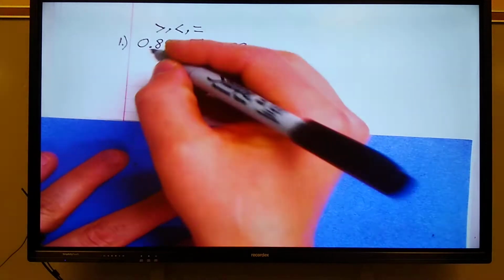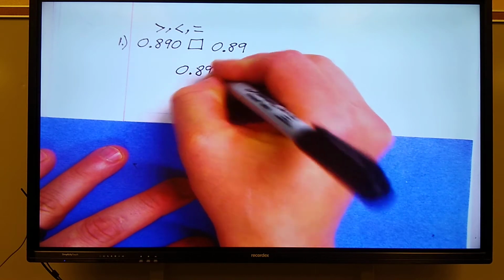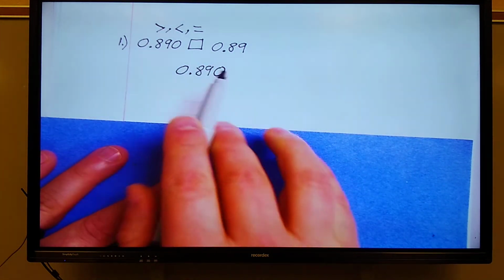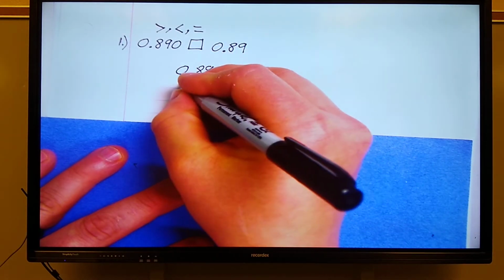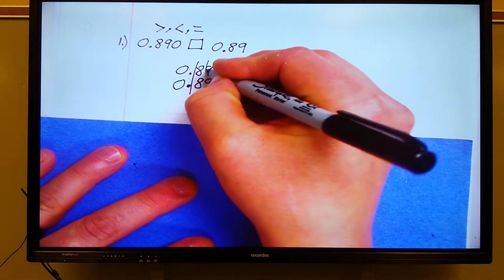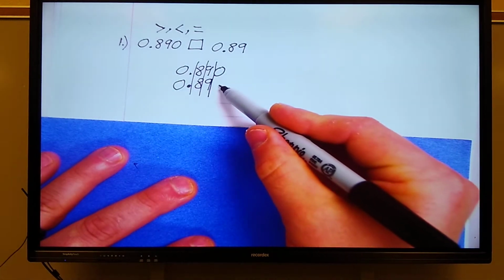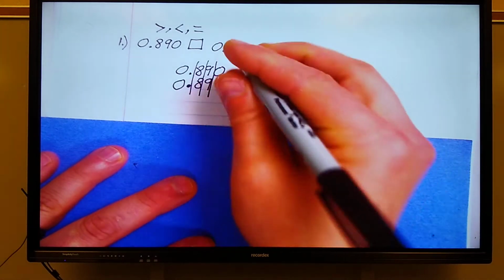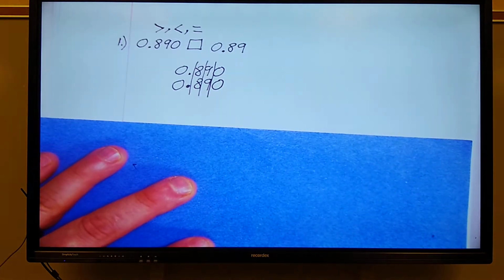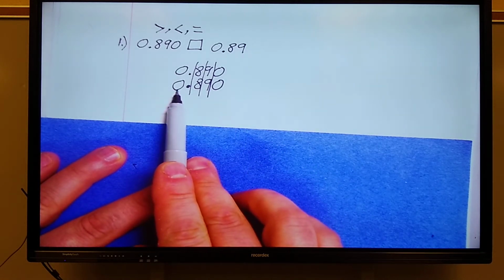Step number one, I'm going to take 89 thousandths. Put it on top. Make sure I line up 89 hundredths. And remember, I like to put the columns. Keep it nice and organized. There's a blank space here. You put a 0 there as a placeholder. And now you just simply compare each place until you find one that's different. Start with the greatest place. Here it is, the ones place.